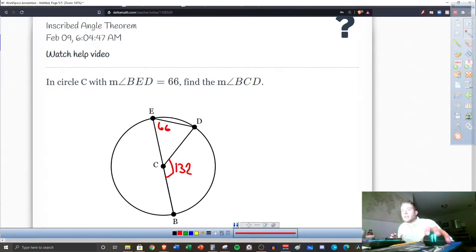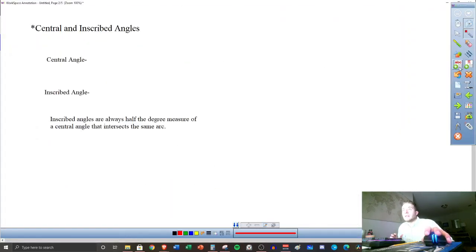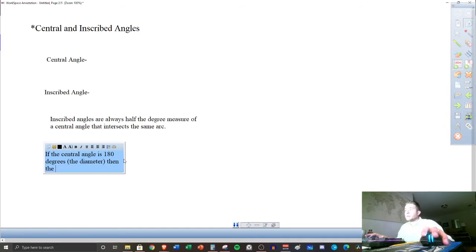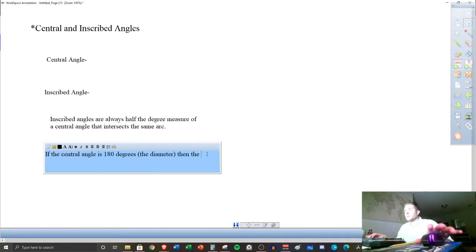So this is a very important rule. So we're going to write this down. I'll go back to our slide here. Okay, if the central angle is 180 degrees, and we'll say the diameter, then the inscribed angle will always be a right angle. We'll say in parentheses 90 degrees, which follows the rule of half the measure.